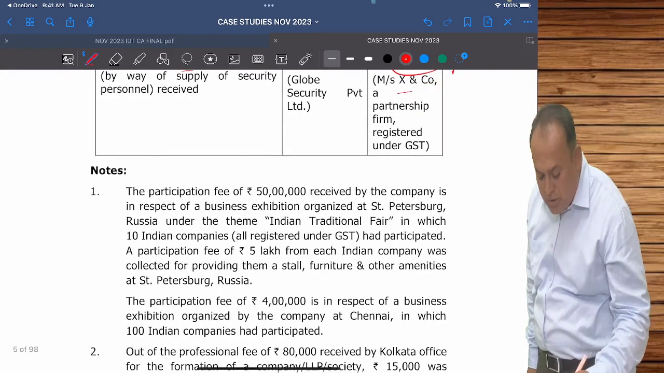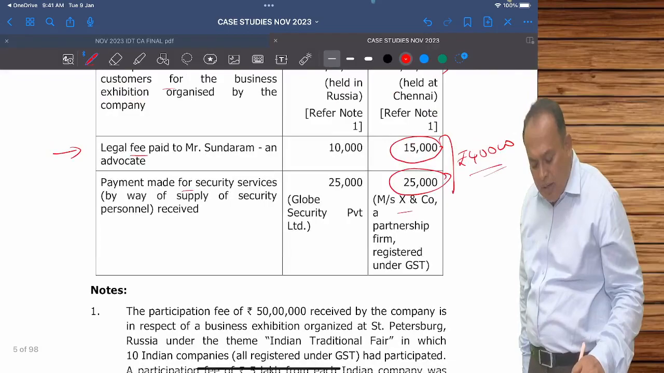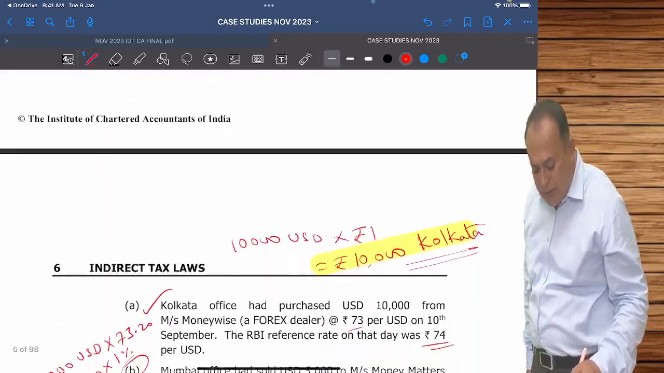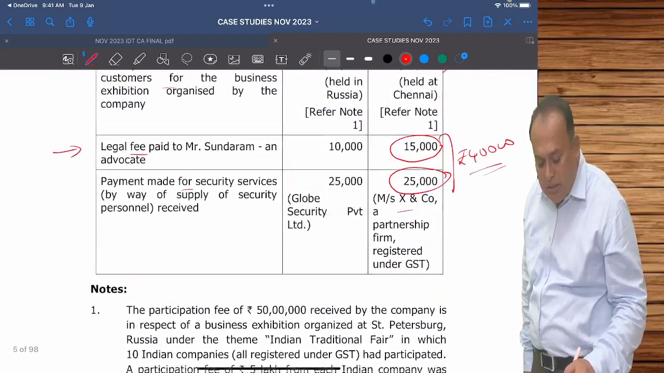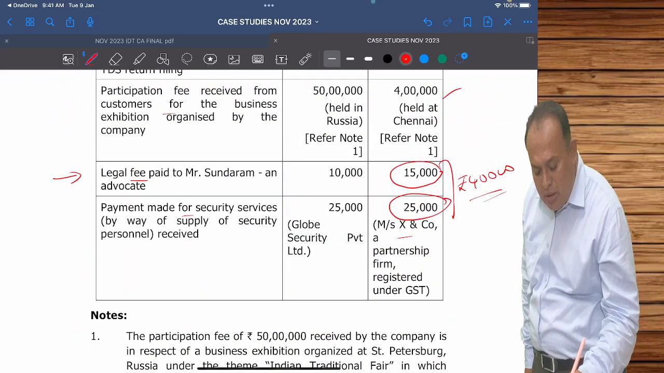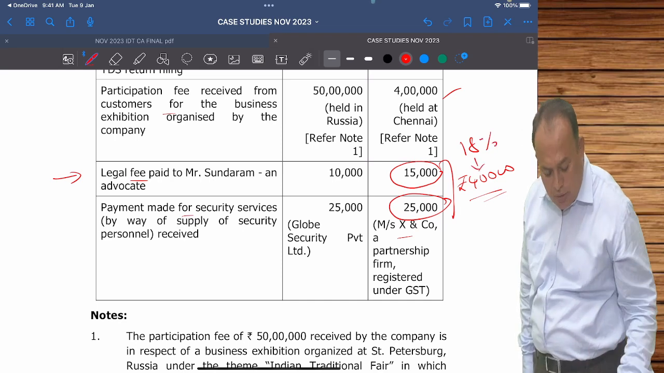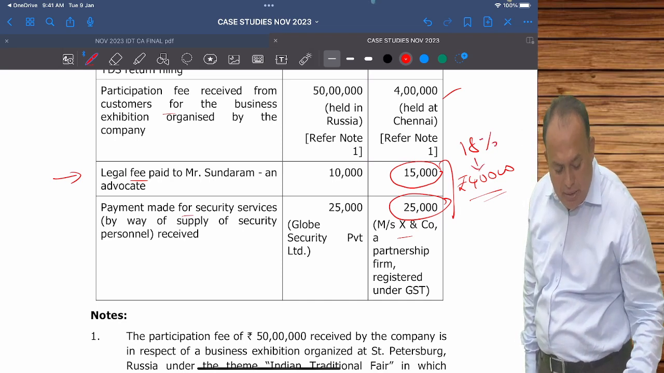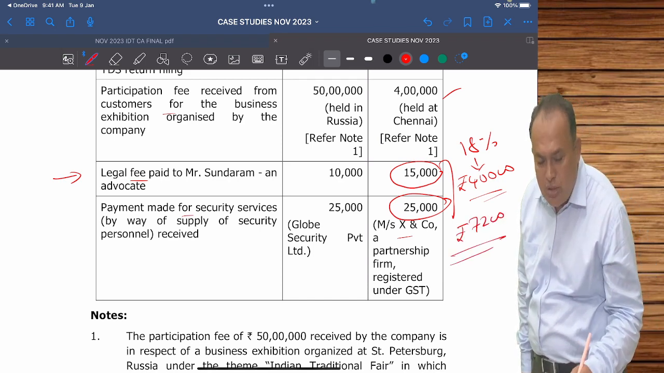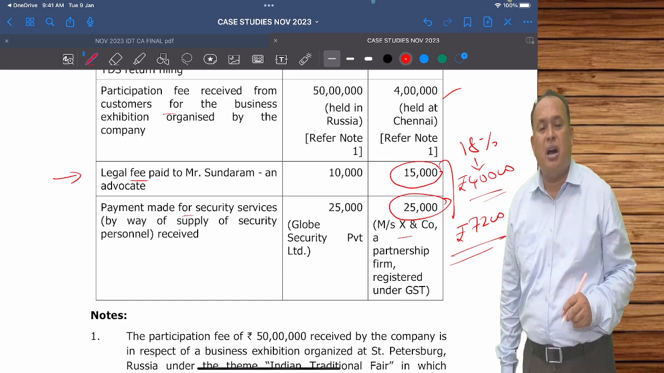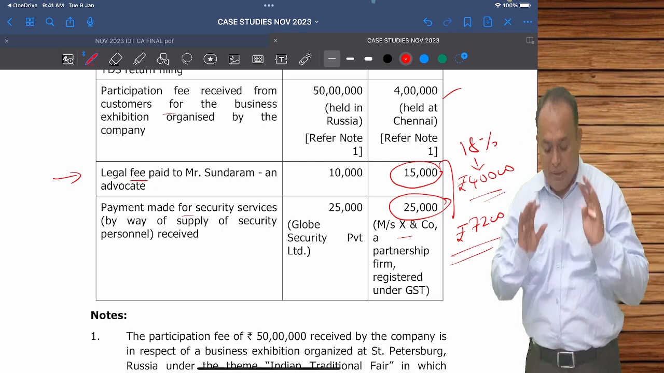This 40,000 is inward supply on which RCM applies. Therefore, on 40,000 RCM applies. What rate is applicable? At the rate of 18% GST on 40,000. On 40,000, 18%, 7,200 is the value of GST payable under RCM by Disha Enterprises Mumbai office for the month of September.